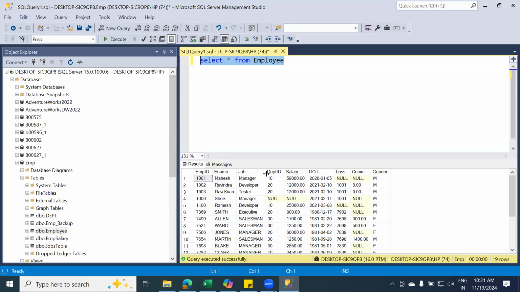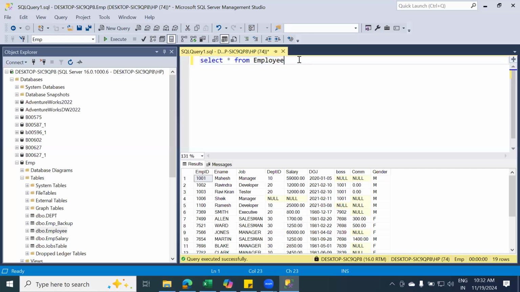And this is what I meant by header. Can you see this? We have employee ID, employee name, job, department ID, salary, date of joining, then reporting manager ID. Then we have some column here, then we have gender. So these are the columns and these are the rows what we stored in this table.